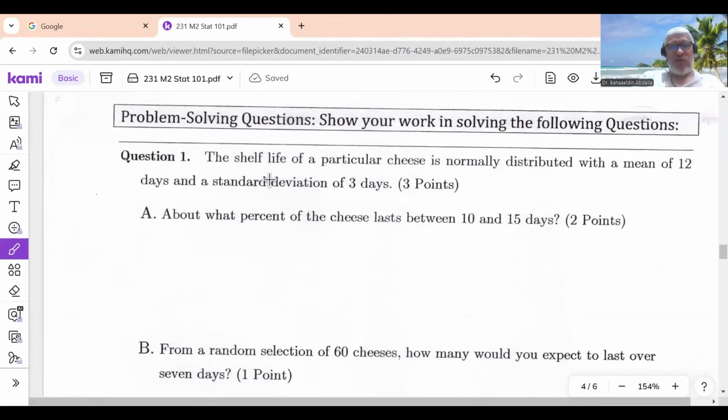Okay, the other type of questions, problem-solving questions. The shelf life of a particular cheese is normally distributed. Okay, another question about normal distribution. Mean of 12, so this is mu. Standard deviation of 3, this is sigma. About what percent of cheese lasts between 10 and 15 days? So the shelf life is X. He is asking about the probability that X is between 10 and 15.